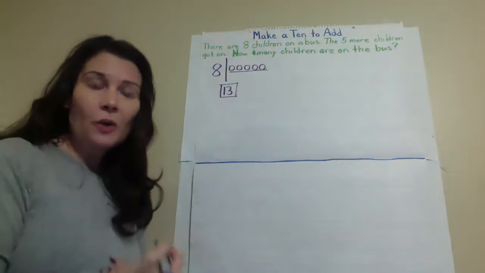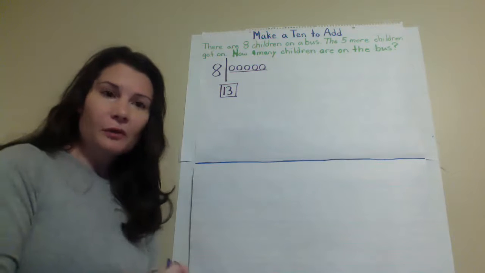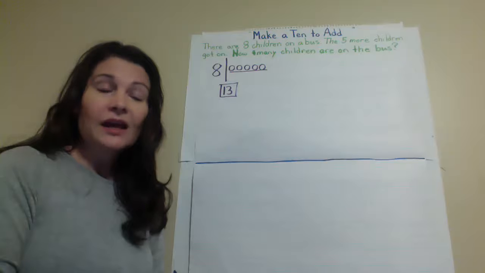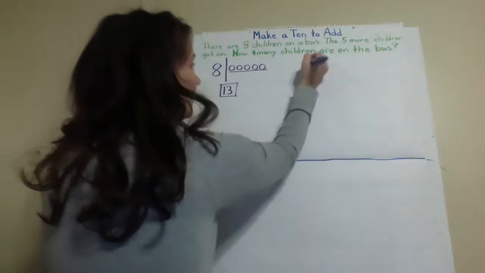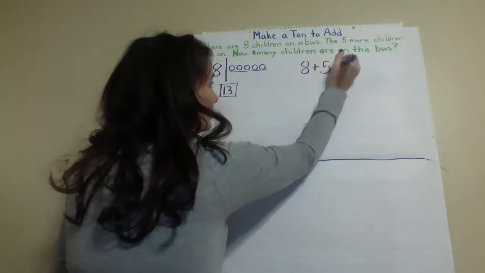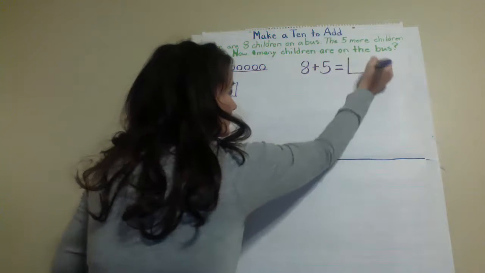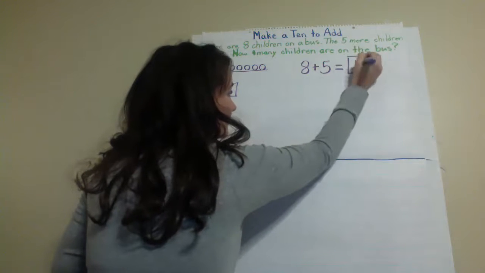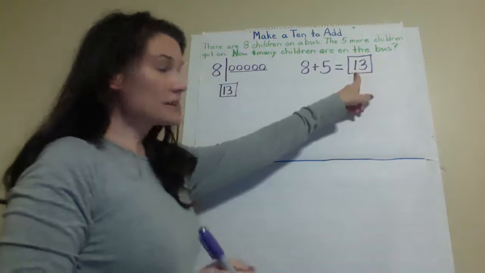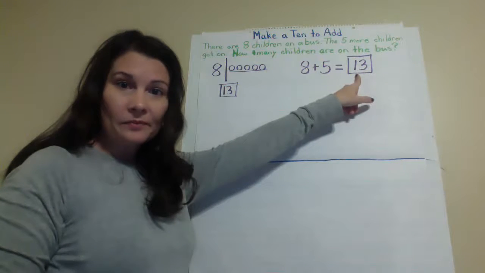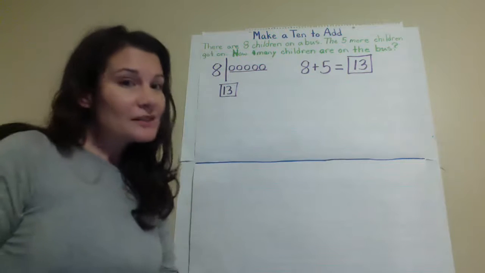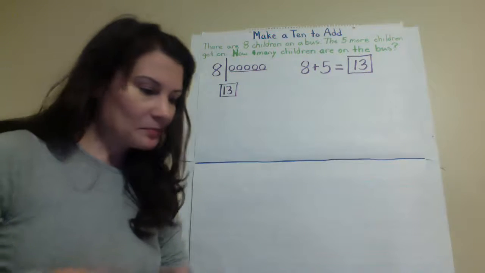What would be an equation that would go with their model? That's right. 8 plus 5 equals 13. And I drew my box around the 13 because that's the number we're solving for. That's our unknown. But I saw some other models happening.